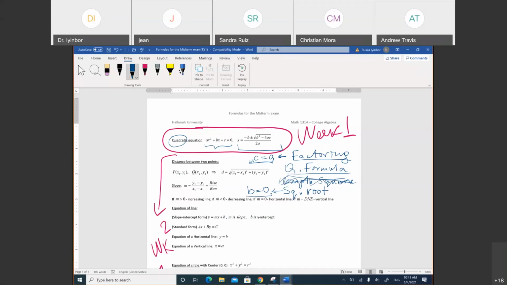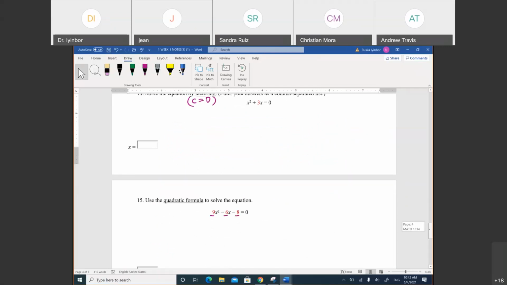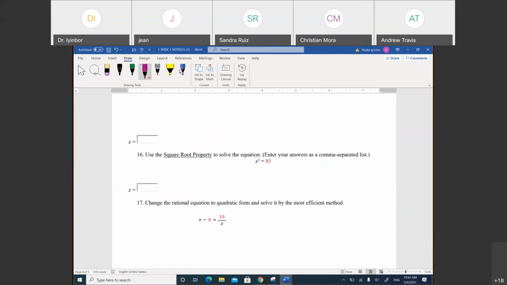So let's look at the equations and decide what you're going to use. Here it says factoring, and that's the best way to do it. Factoring works when c is 0, so when you have x squared and x, and I'll show you the method. The quadratic formula is the best way when you have x squared, x and a number. Now, square root property is when b is 0, when you don't have x. And I'll show you the method.